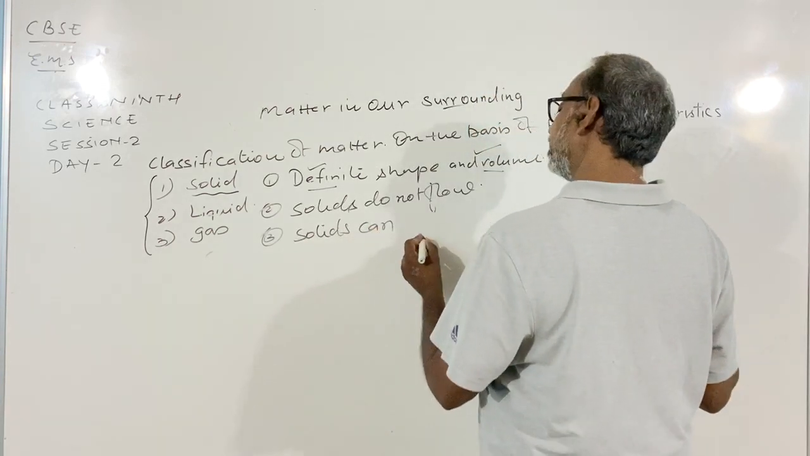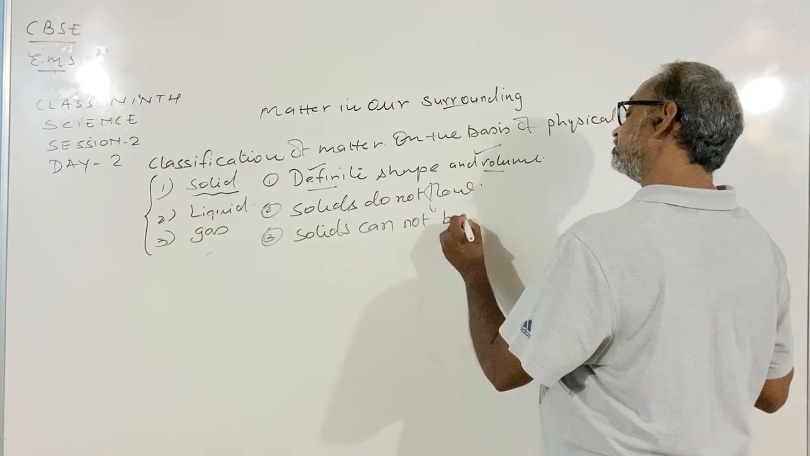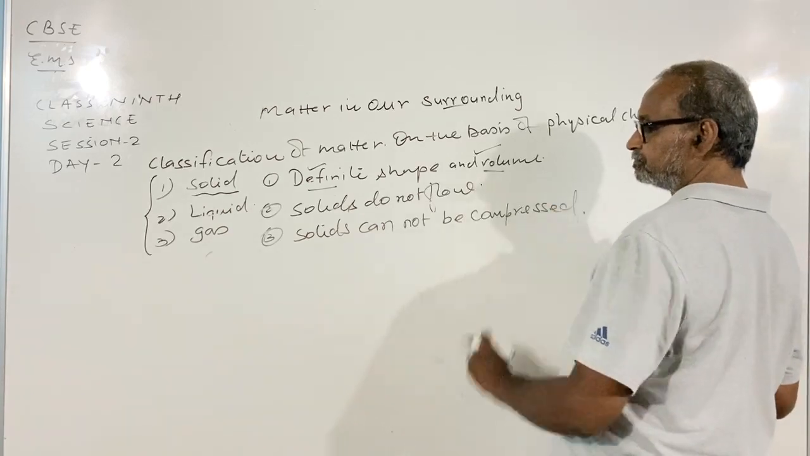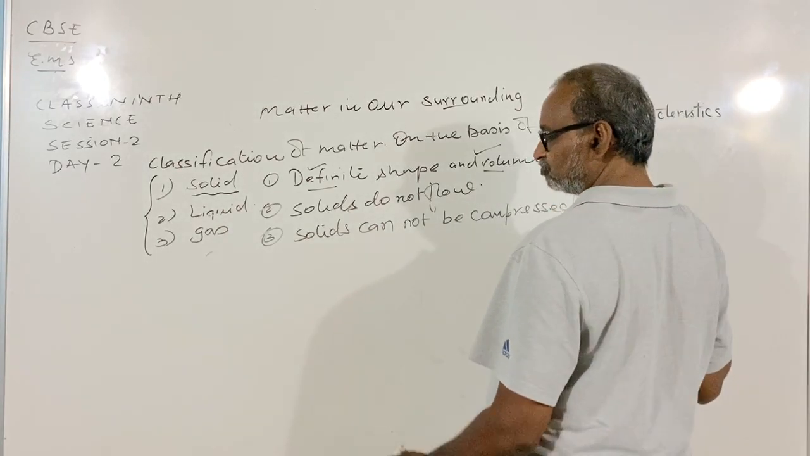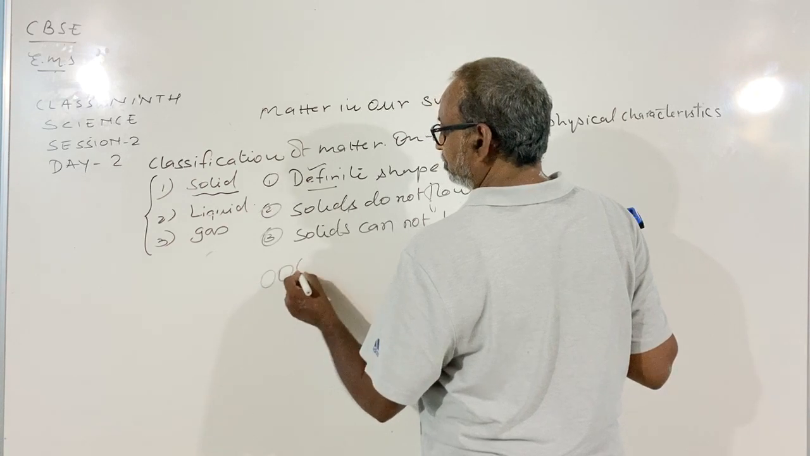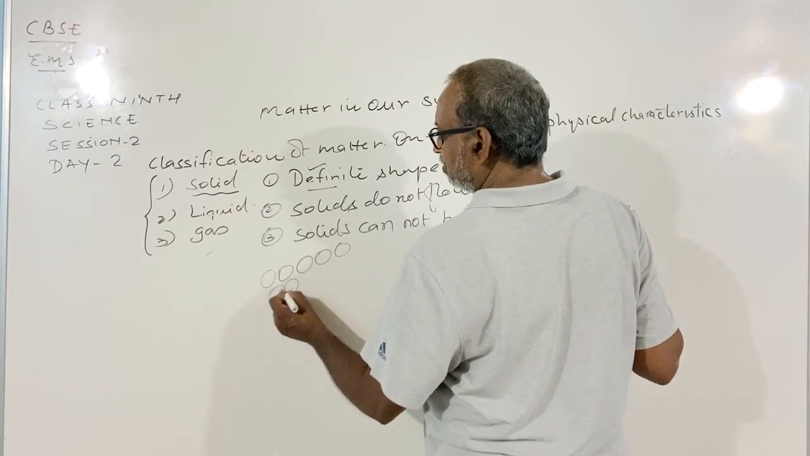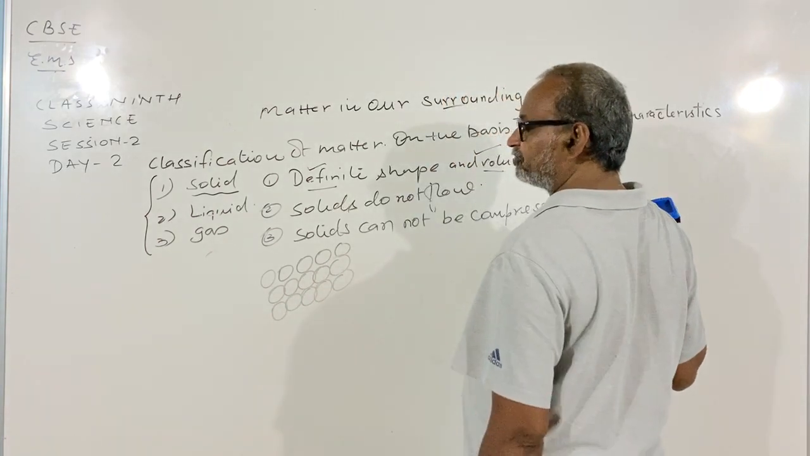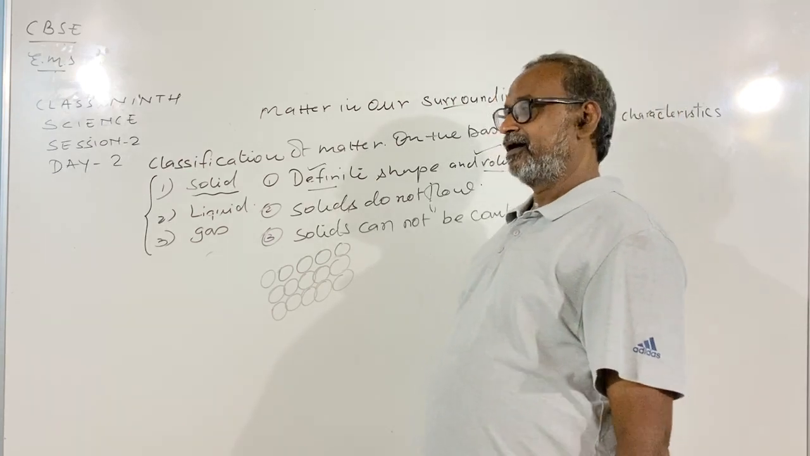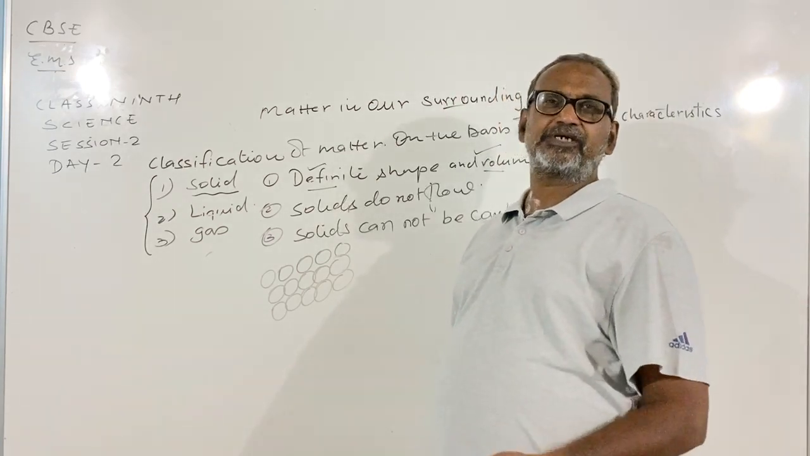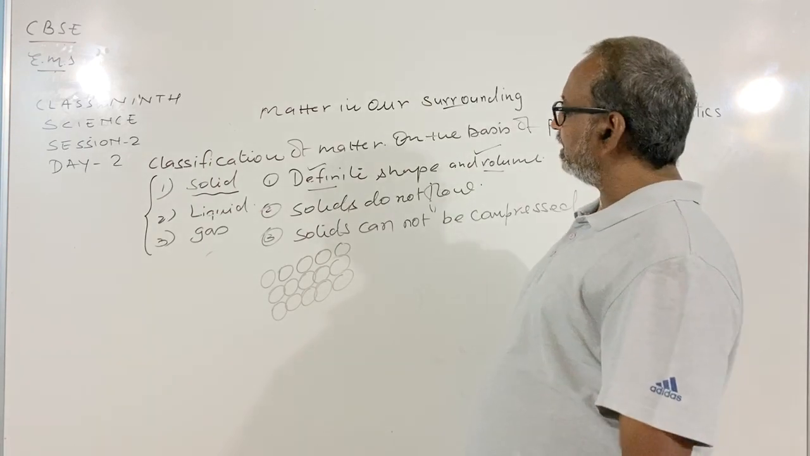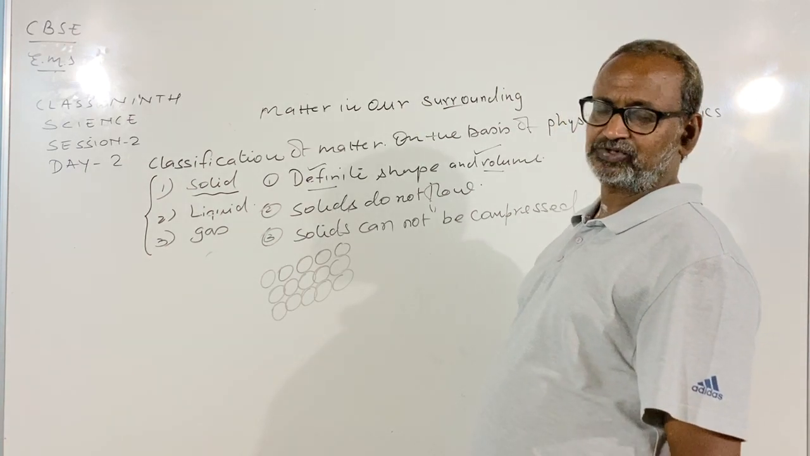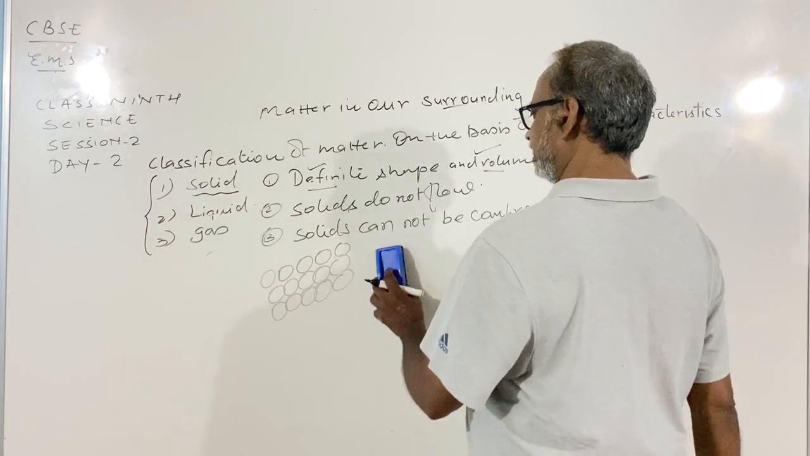Solids cannot be compressed. In solid state, the particles are already very close to each other and they cannot be brought further closer by applying pressure. Solid state में पार्टिकल पहले ही से एक दूसरे के बहुत पास होते हैं और प्रेशर लगा करके उनको और पास में नहीं लाया जा सकता. Therefore, solid cannot be compressed. Solid को compress नहीं किया जा सकता.